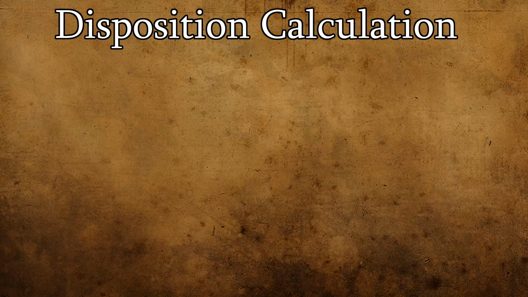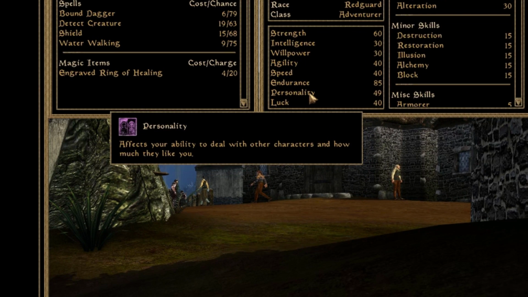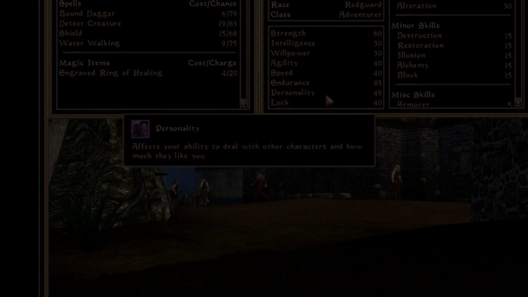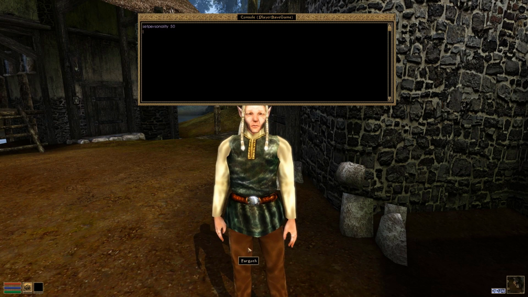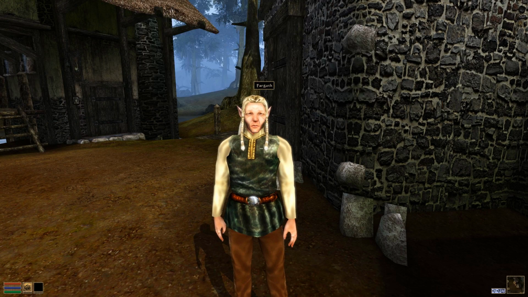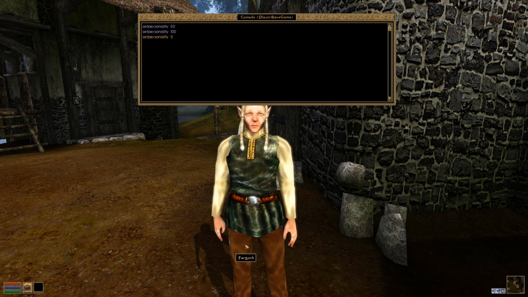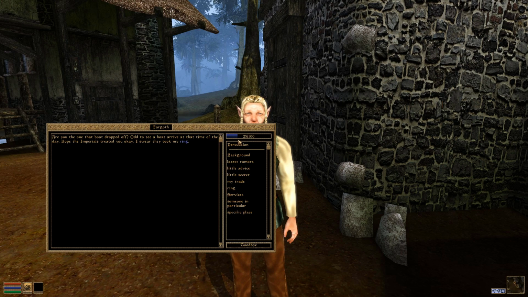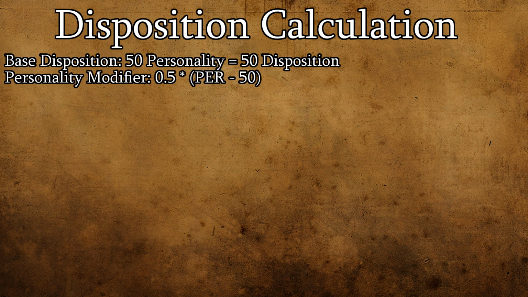Now that we know the purpose of dispositions, let's look at how they're calculated. Starting base disposition is calculated using your personality attribute. 50 personality points are considered the base and translate into a disposition of 50 for the majority of NPCs. From this base of 50, every 2 points of personality above or below will increase or decrease dispositions by 1 point, using this formula. Mind you that half points of disposition aren't used.